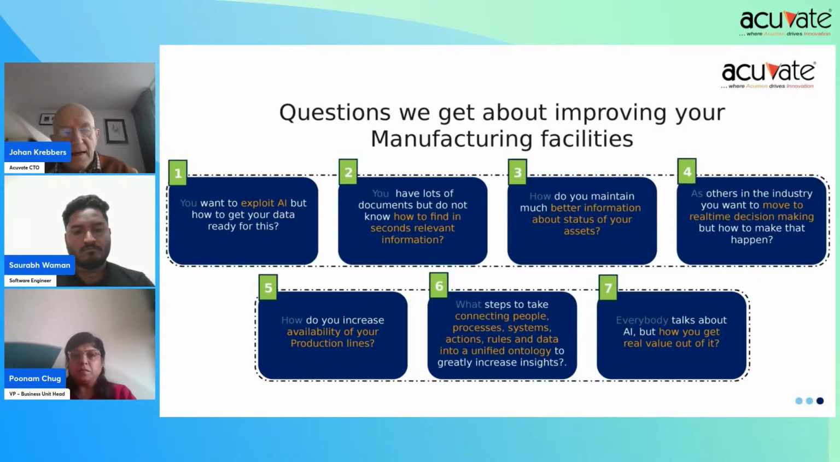Number 6 is really how to bring all this together in what we call ontologies, and then you can ask any type of question about your business from an ontology point of view. And number 7 is, people do talk about AI, but how do I get real value out of all of this? So these are the typical questions.